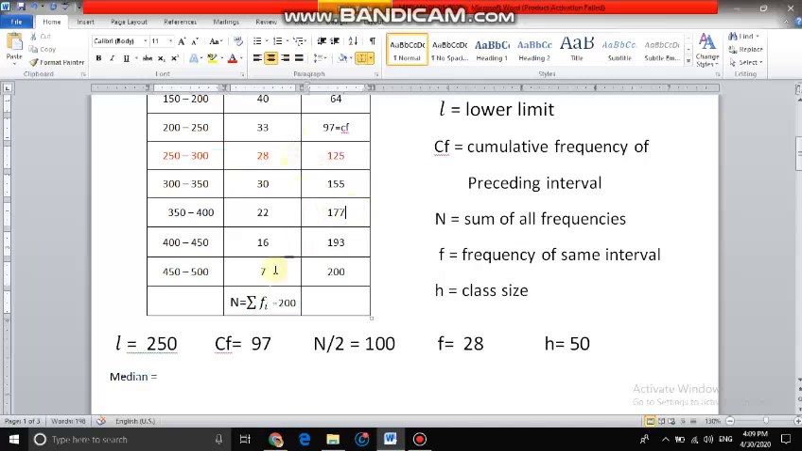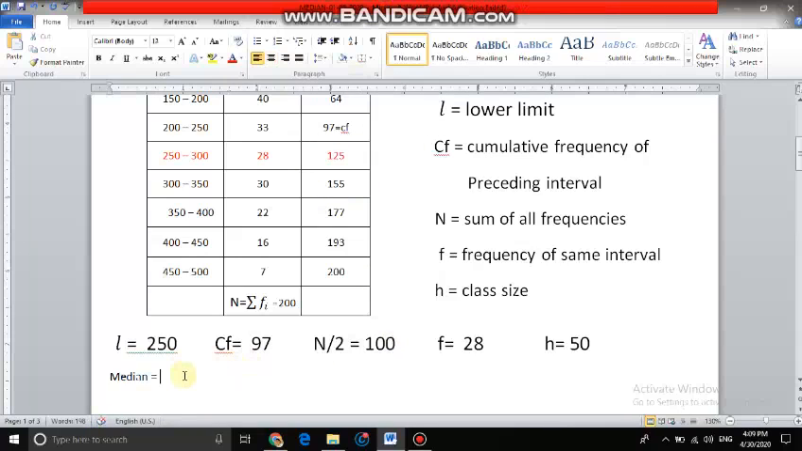To get the highlighted one, first you have to get the value of N, then you have to find the value of N by 2. After getting the N by 2 value, in the cumulative frequency column you have to see the nearest and greatest value to N by 2. N by 2 is 100. So 125 is greater than 100 and near to 100. Even 155 is also greater than 100. But out of 125 and 155, I think 125 is the nearest number to 100.